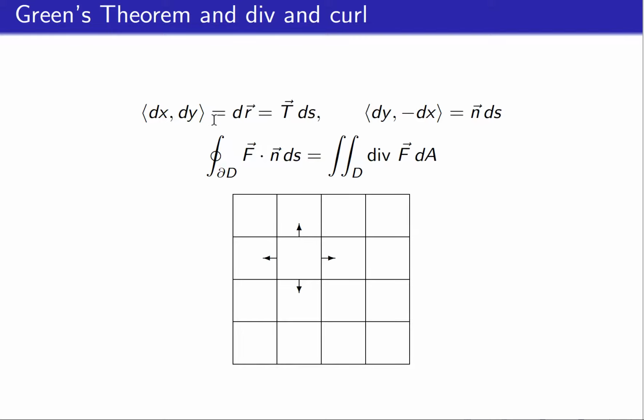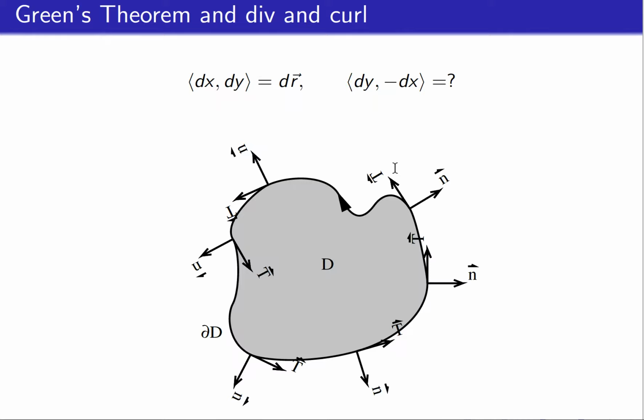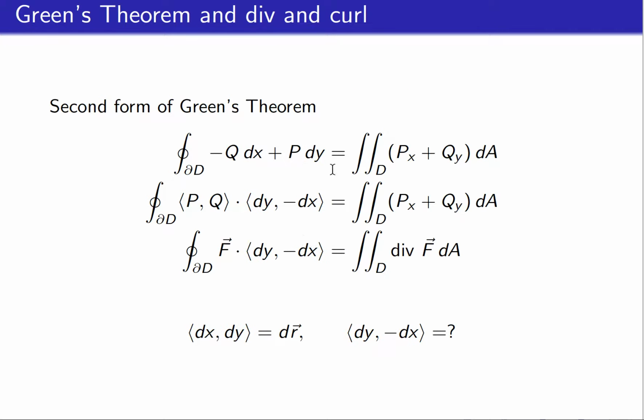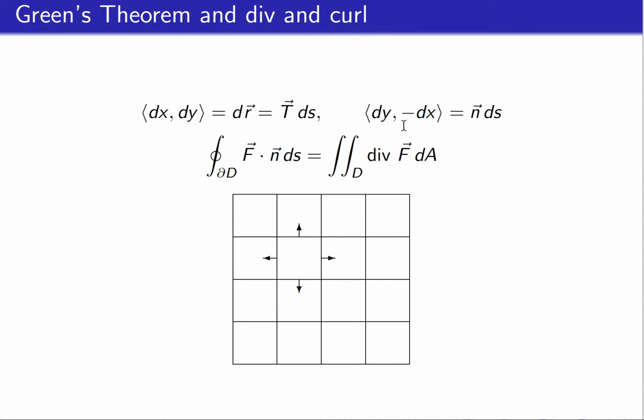Okay, so there you go. dx dy, that's dr, which I write as t ds. This thing is n ds. So I can rewrite our second form of Green's theorem like this. Integral of f dot n ds is equal to the double integral of div f dA. That's this second form here, written like that.